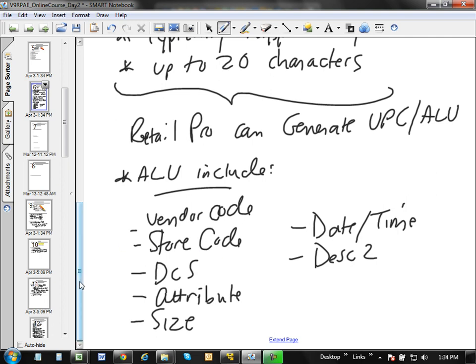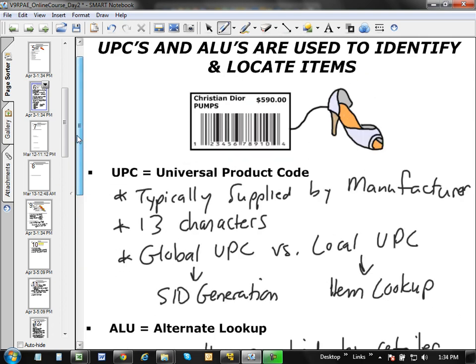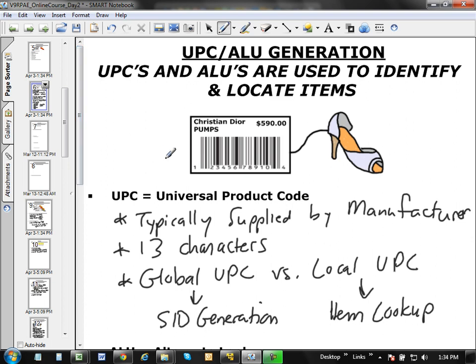So that's it. That is UPC and ALU. And again, they're used for lookup purposes and to identify items in inventory. And if you need to, we can generate the ALU and UPC for you.